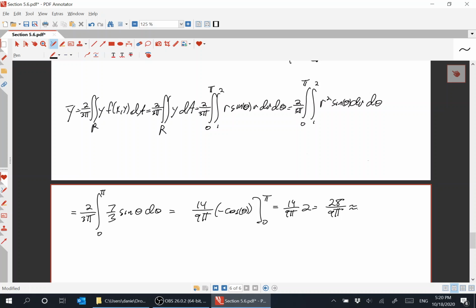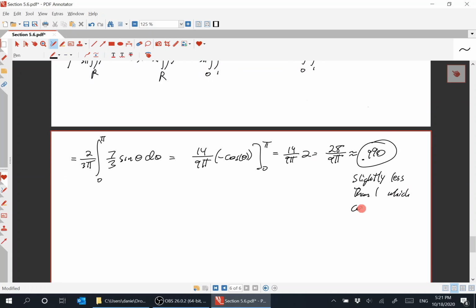So 28 divided by 9 times 3.14159 equals 0.990, so it's just a little bit less than 1. 0.990, so slightly less than 1, which confirms our intuition.